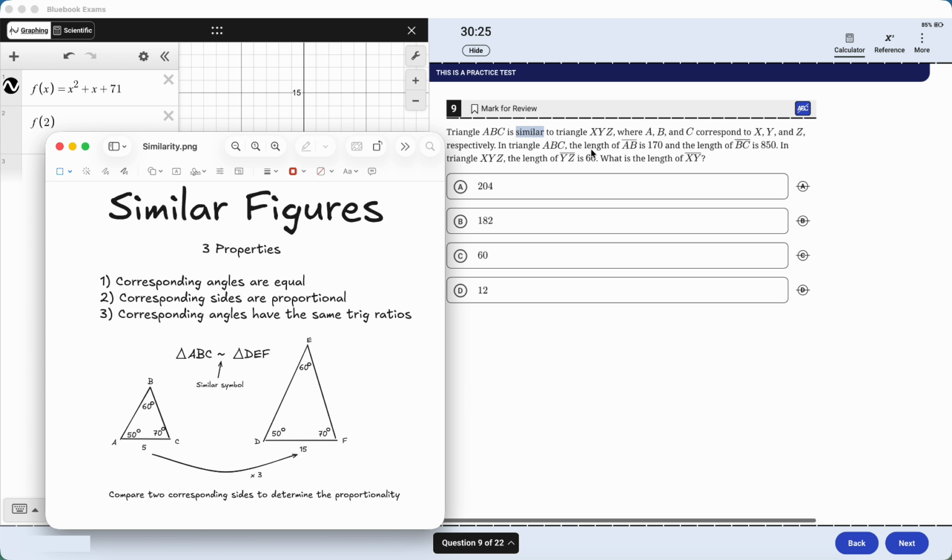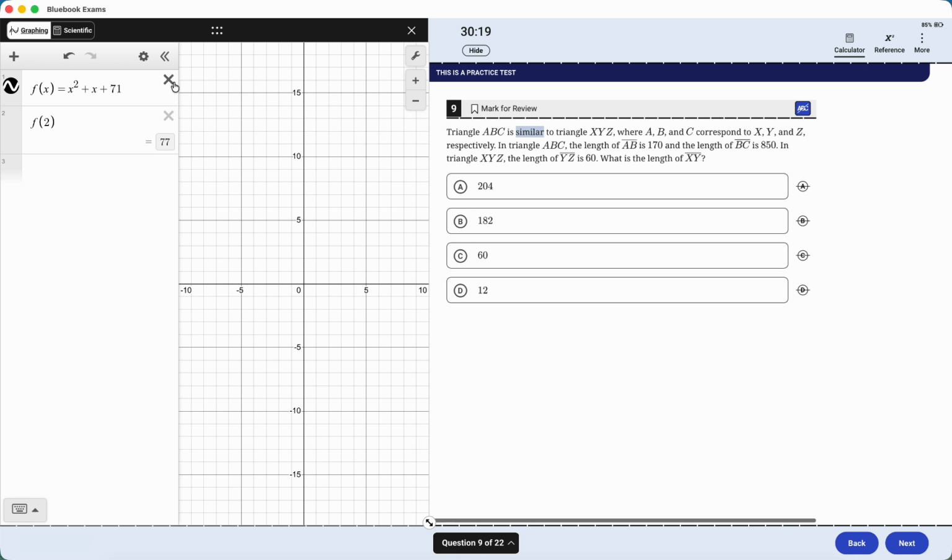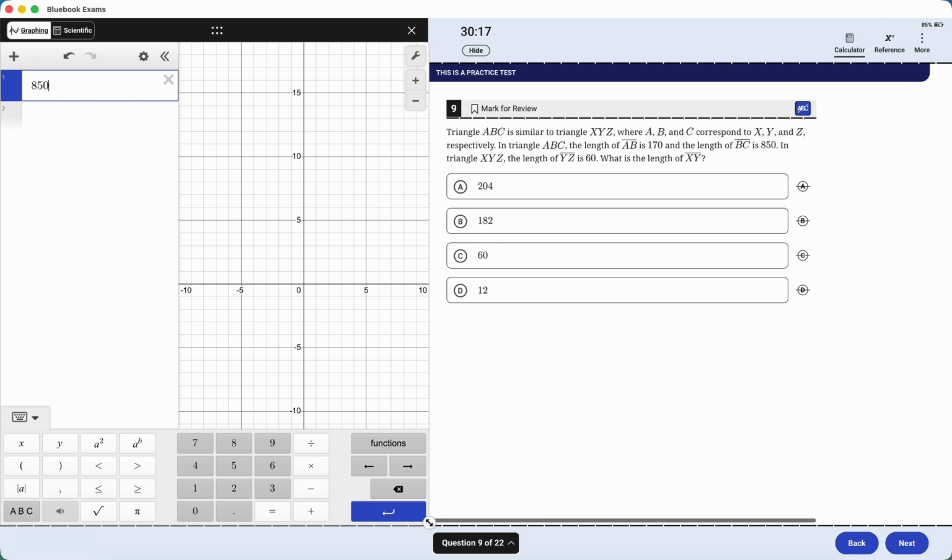They tell us they're similar. AB is 170 and BC is 850. That will let us determine the proportion. So that's what we're going to do, right? So you could do 850 divided by 170. And you can see that the side in this triangle is 5 times bigger than this corresponding side over here, right? So you just have to pay attention to the letters. AB, that's the first two, that's the smaller one, and BC, the last two, that's the bigger one.